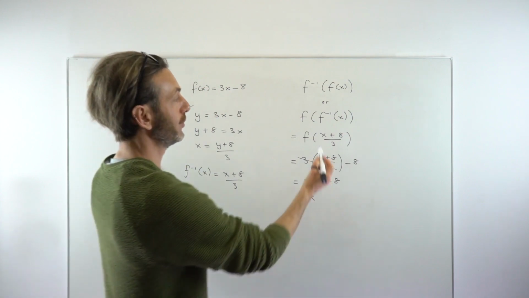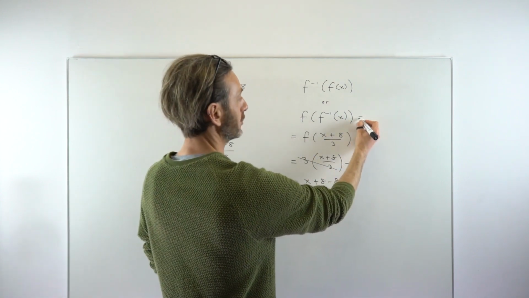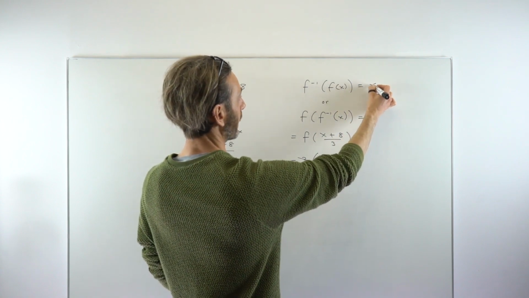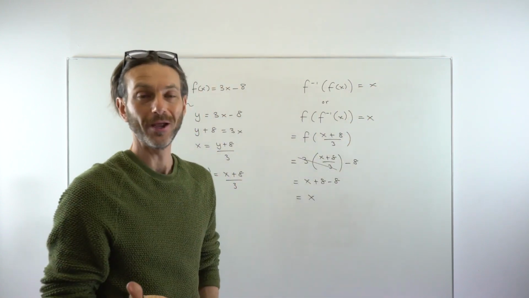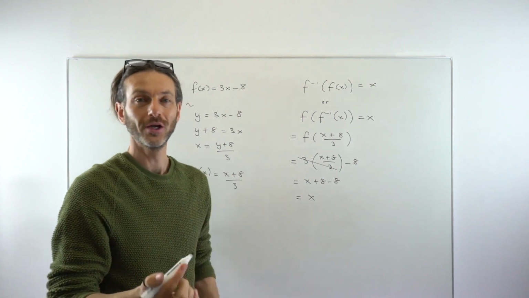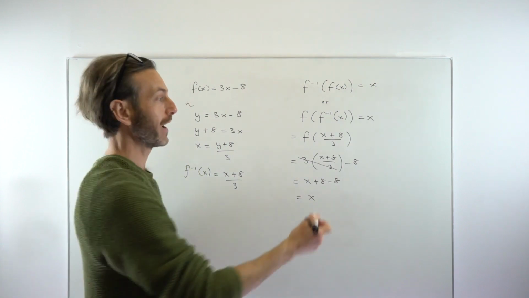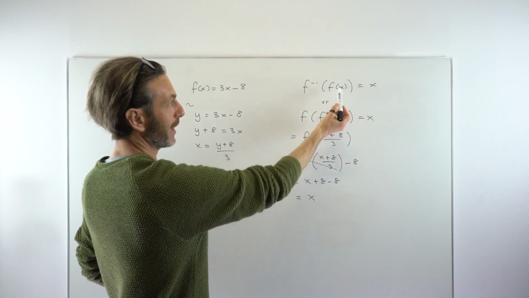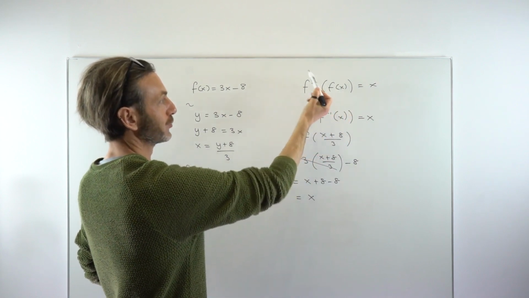In other words, if you compose a function with its own inverse, you get x. And if you compose the inverse with the original function, you also get x. And that makes sense, right? Because a function and its inverse, they do the opposite things. So whatever you're doing to the x by this function, you're undoing it with this one. And whatever you're doing to the x by this function, you're undoing it with this one.